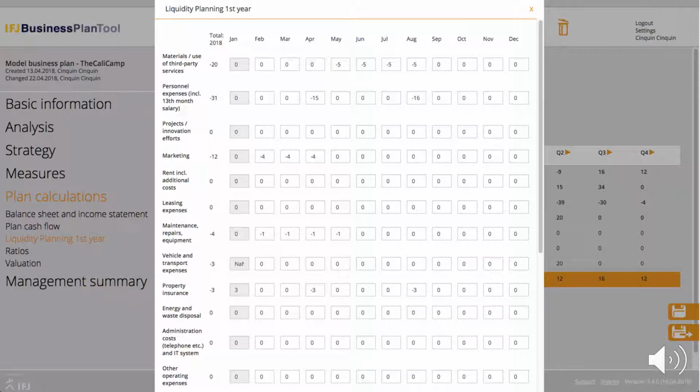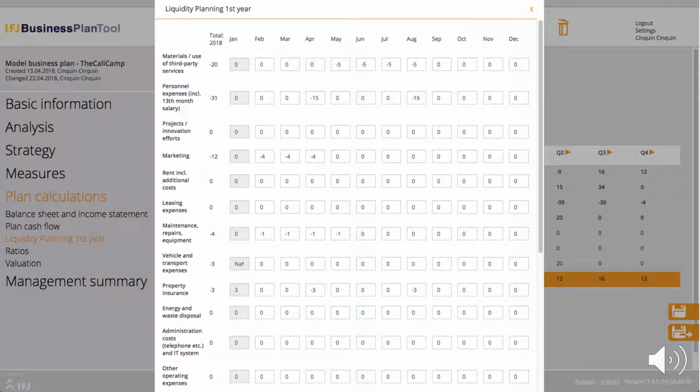So, for the first line, use of third-party services, this means our hotel, I will only need to pay during the months when the customers are here, so between May and August. As for personnel expenses, I can choose to pay them in April and in August.